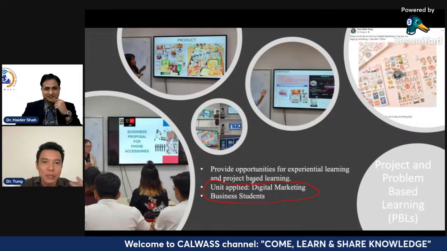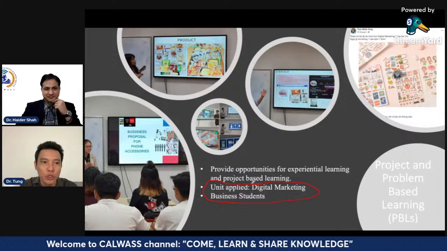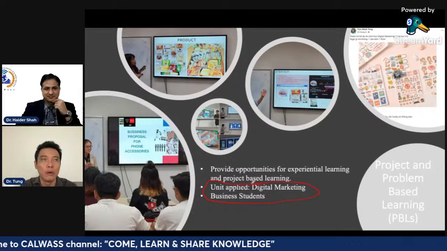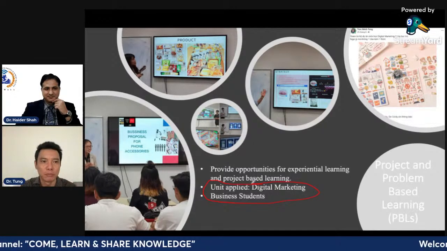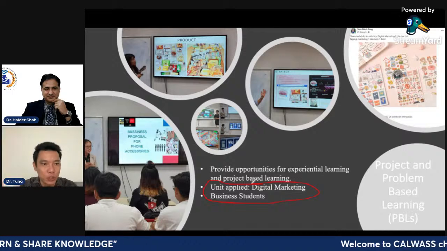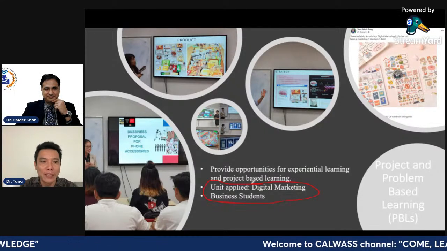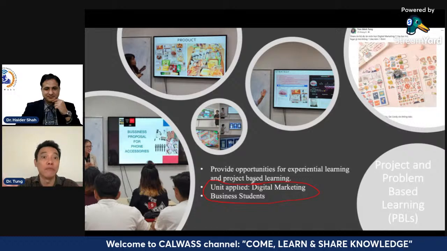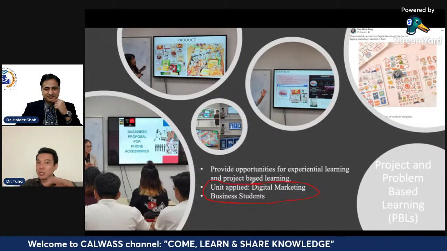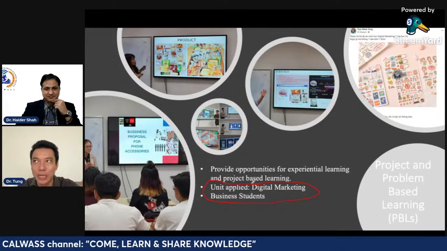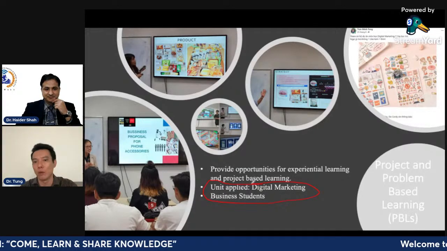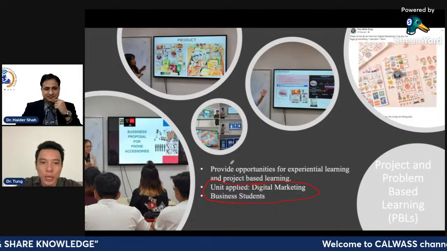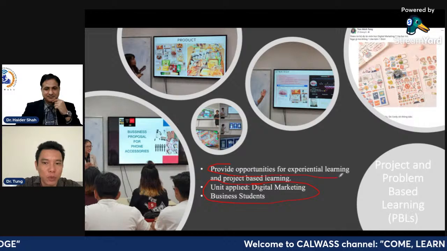So by letting the students do a real project, you can help your students avoid plagiarism, right? Because this is a real project. The numbers, the data, the pictures are real. So the students can avoid plagiarism because this is a real project. The numbers and the data are from the students, not someone else. By doing this, you can provide students opportunities for experiential learning.